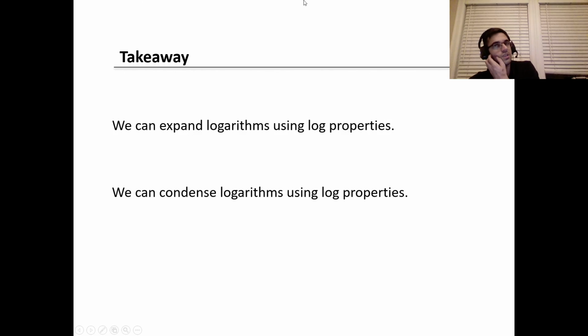Okay, so what we learned in this lesson is we can use these log properties to expand and condense logarithms.